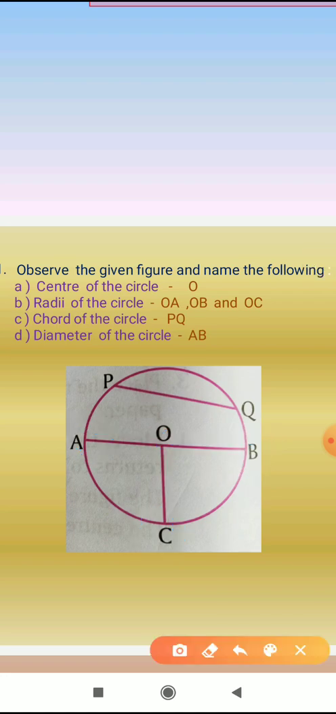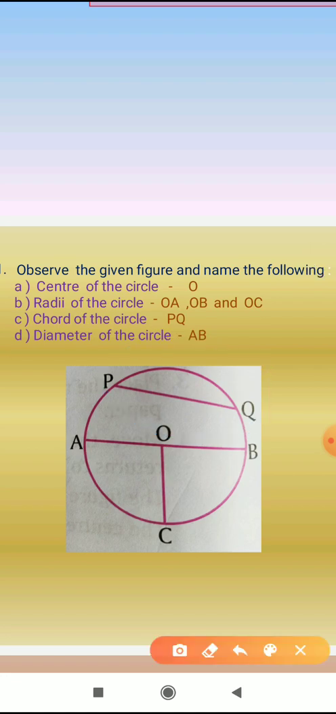Next, we have to name the chord of the circle. A line segment with its endpoints on the circle is called a chord of the circle. So here PQ is a line segment whose endpoints are on the circle. So in this figure, PQ is the chord.